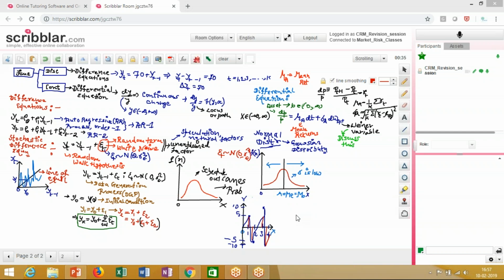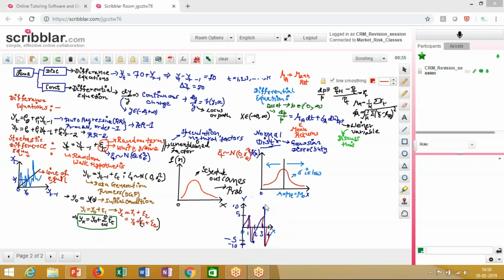So that is the reason why we need the mean 0 and the variance sigma square, right? That is why we define the white noise, the random term, with a mean 0 and a constant variance. So this is the reason.